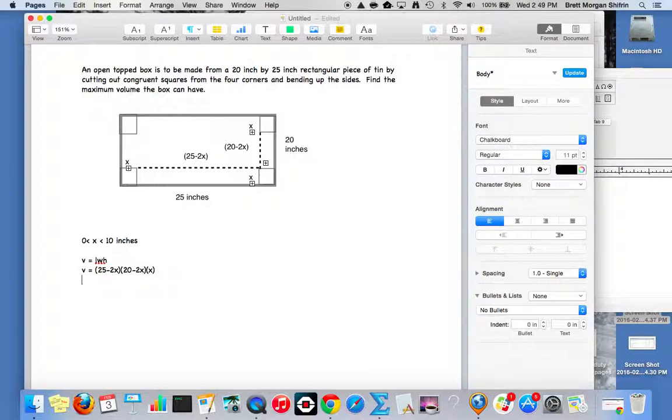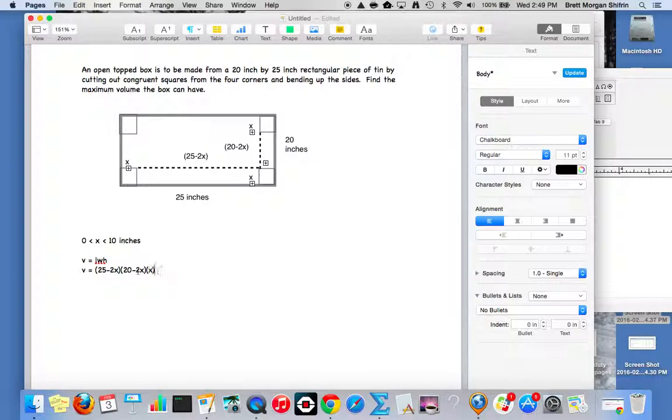Again, if I put 0 in for x, this whole thing becomes 0, so it's not really a volume of anything. If I put 10 in here, 2 times 10 is 20, minus 20 is 0, and there's no volume. So it reinforces that this is the interval in which I'm going to focus.